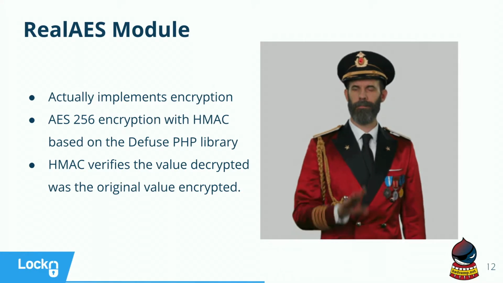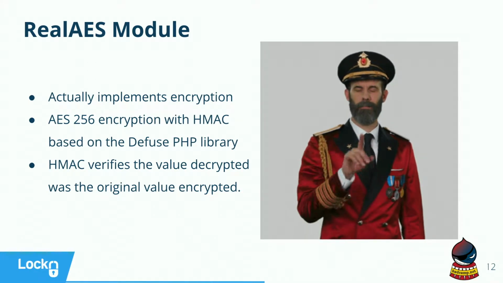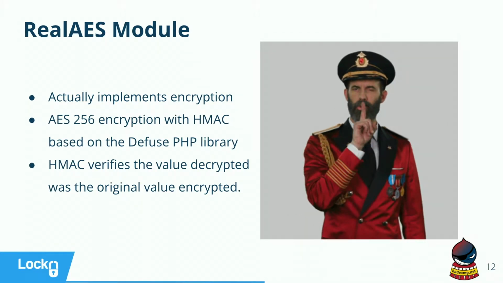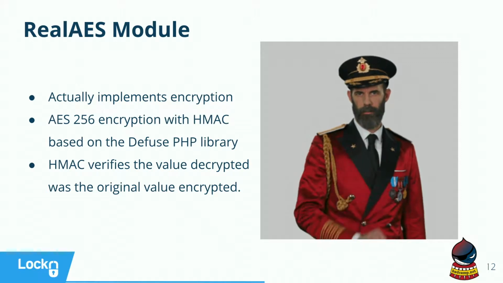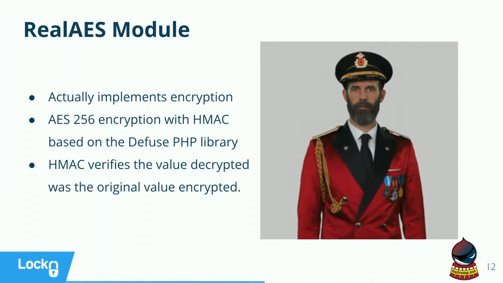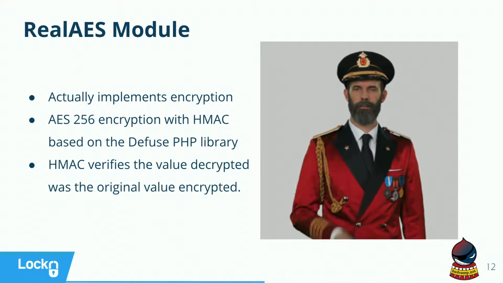And so the Defuse library, the way that I like to describe it, is it's AES encryption with the bumpers in the bowling alley. It really keeps you from doing things improperly and allows you to do things properly much easier. And then lastly, the HMAC verifies through a hash.